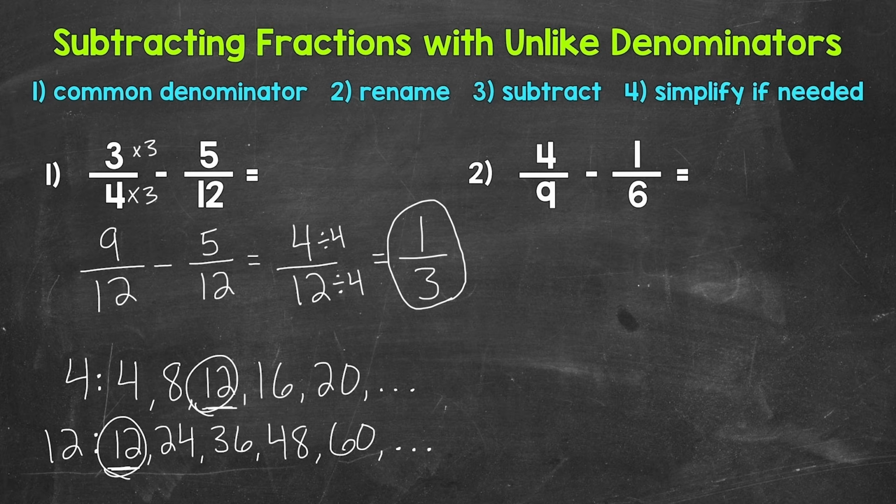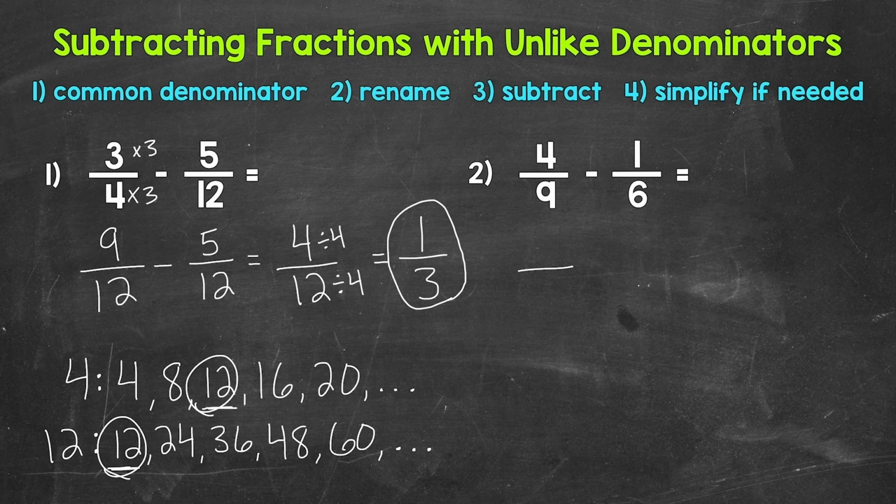So will 18 work? Yes, 18 works for 9: 9, 18, 27, and so on. So 18 is a multiple of 9. And yes, 18 works for 6 as well. 6, 12, 18, so on and so forth. So 18 works for 6. So 18 is the least common multiple between 9 and 6. Therefore, our least common denominator. So now we need to rename these fractions with that least common denominator of 18.